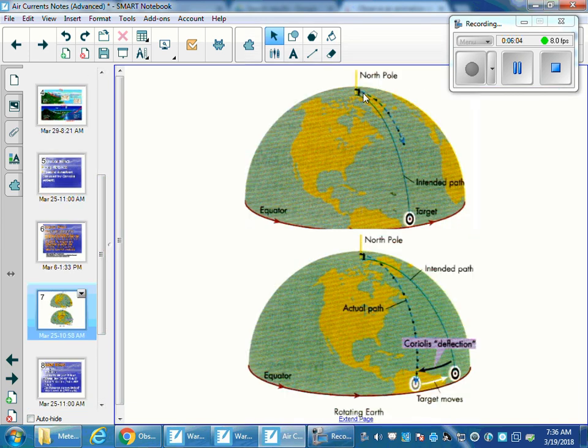Here's one example. If you are traveling toward the equator, you would say, I want to go here. This is like a straight line, but then you also have to take into account that this is rotating. So you would actually end up over here, because your target moves. So you'd have to take into account what you're actually doing.